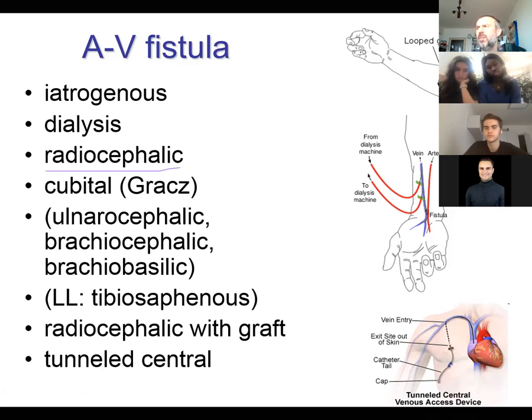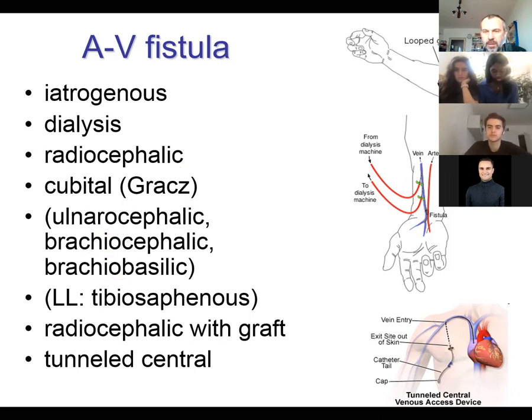If it doesn't work, you can perform it in the cubital fossa, where you use the perforating veins of Gratz. Yeah, we have a perforating vein here, cubital perforating vein, and in between the median cubital vein and radial artery, you can produce this cubital arteriovenous fistula. Of course, we can use different ones. When these get closed, you can use ulnocephalic, brachiocephalic, brachiobasilic, even in lower limb tibiosaphenous. They are not used much.